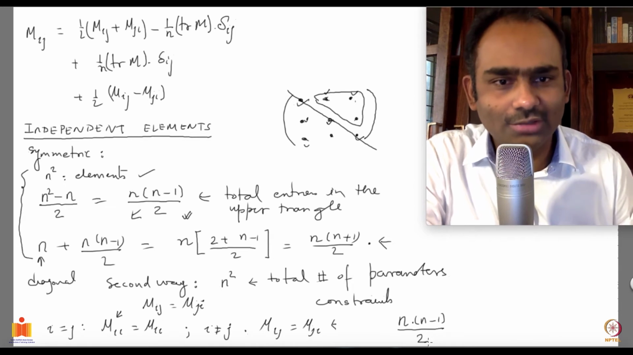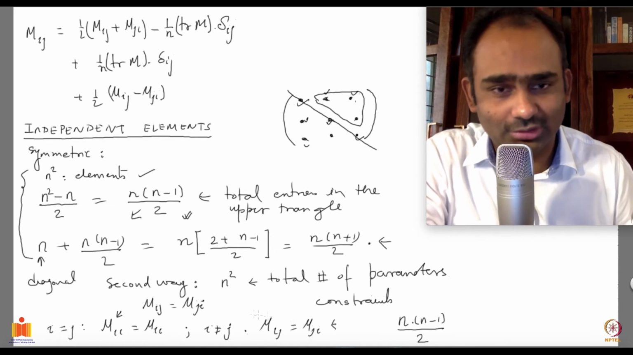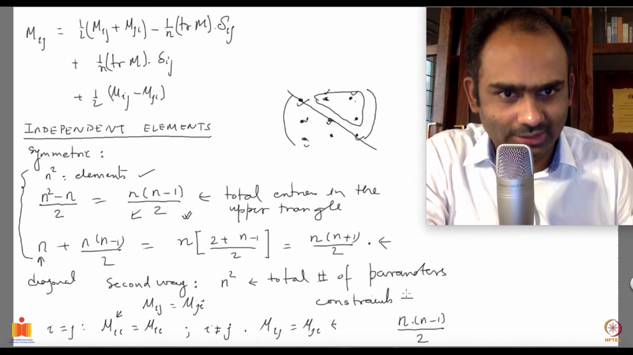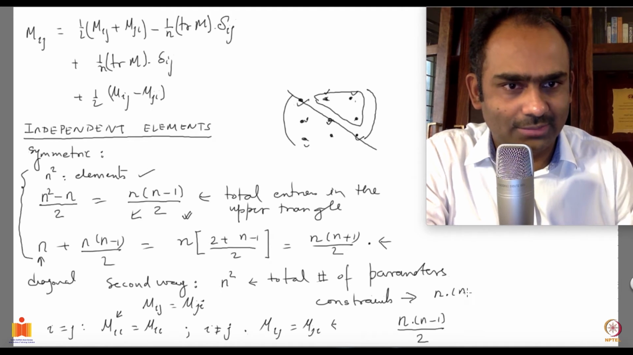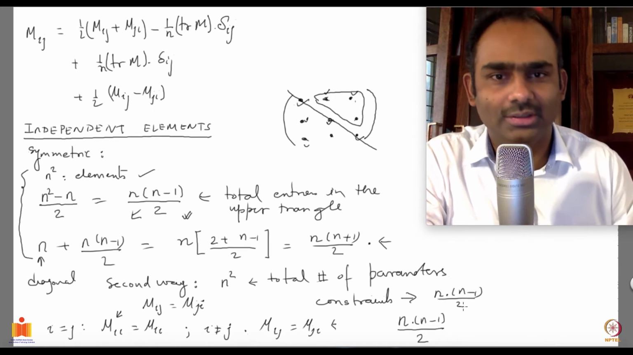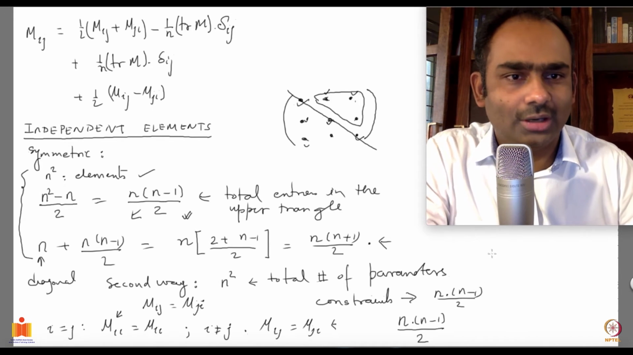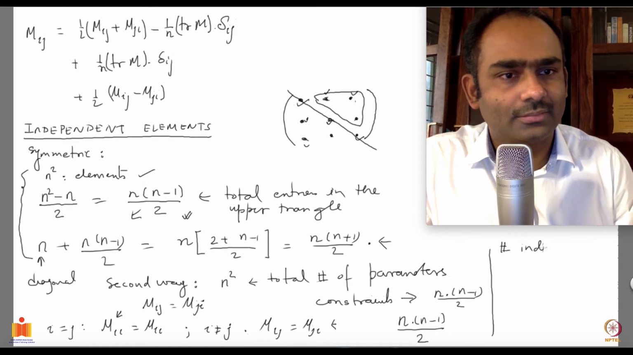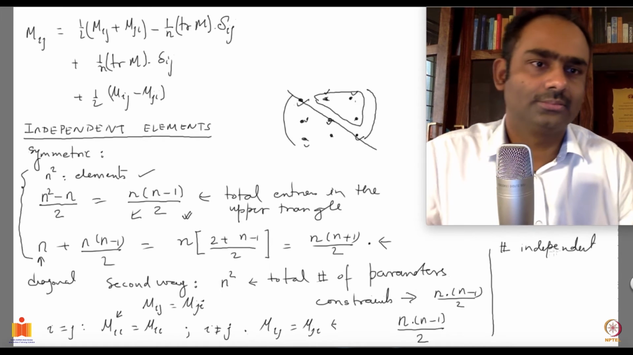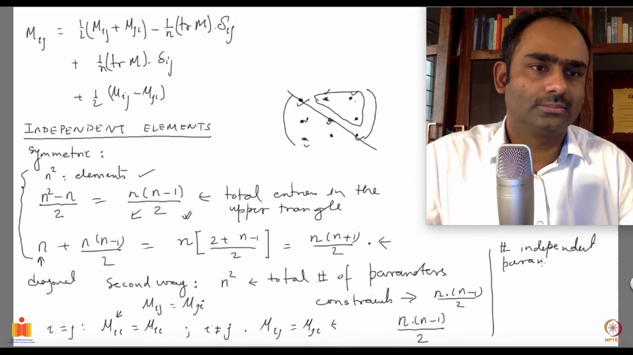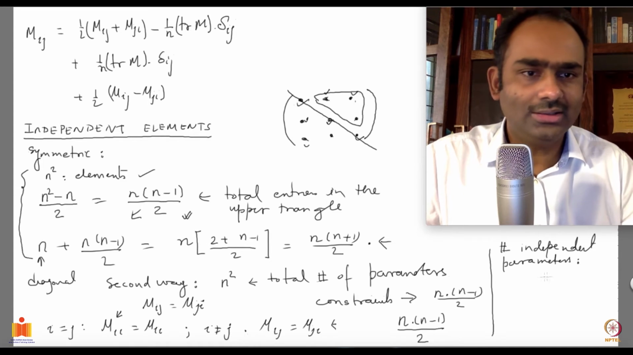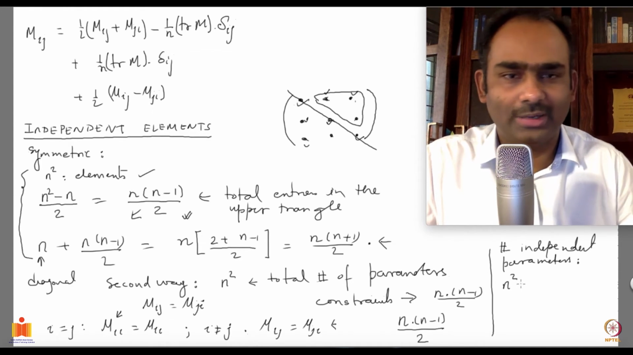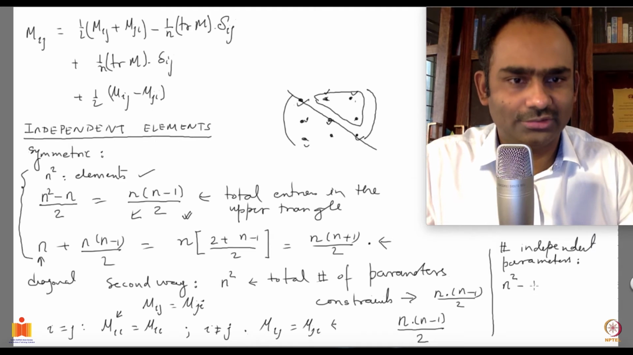So these are the total number of independent constraints. Yes, total number of independent constraints. So here you have the total number of constraints is n into n minus 1 over 2. Okay, so how do you get the total number of independent parameters? You get it by taking the total number of parameters that you have minus the total number of constraint equations that you have, which is n into n minus 1 over 2.